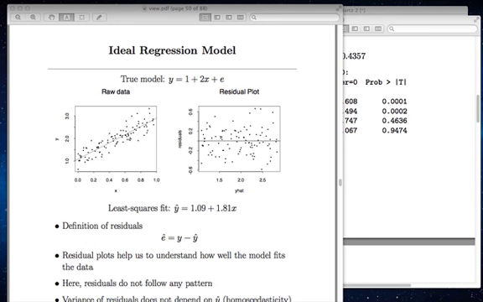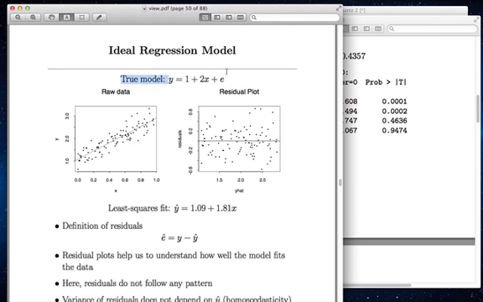This lecture is going to talk about transformations and residual plots. Residual plots are going to help us identify whether our model fits the data right. And if it doesn't, then we're going to have to take a transformation of some sort. So let's go back to a very simple model.